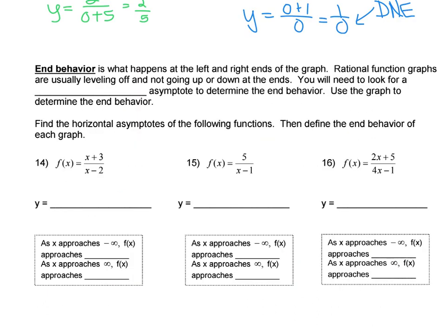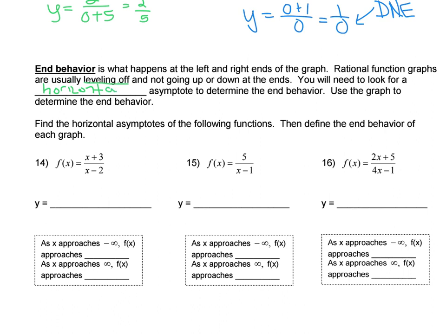So on to the last feature that we're going to talk about in these notes for rational functions. It's another familiar topic. It's end behavior. For end behavior, there's a special trick for rationals. End behavior is what happens at the left and right ends of your graph. But for rational functions, they're usually leveling off, not going up or down. So the leveling off is what we saw earlier. It's our horizontal asymptote. So all you have to look for is a horizontal asymptote.